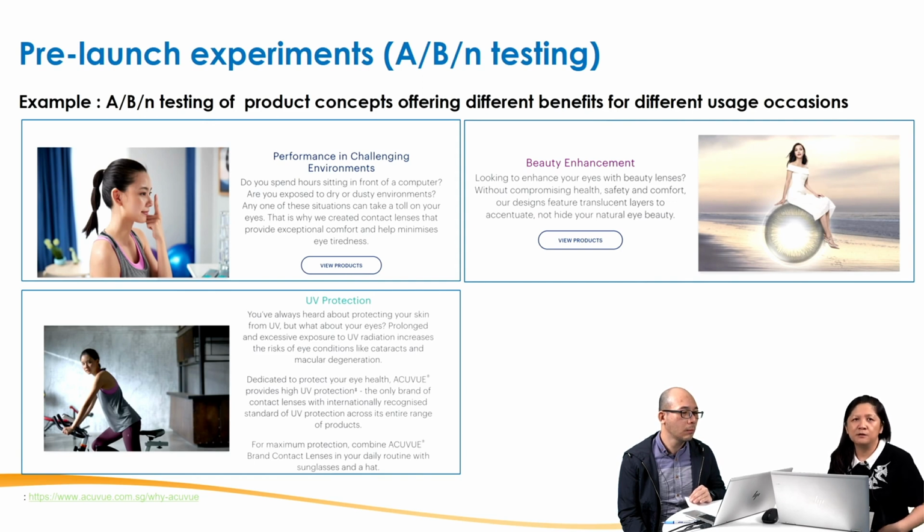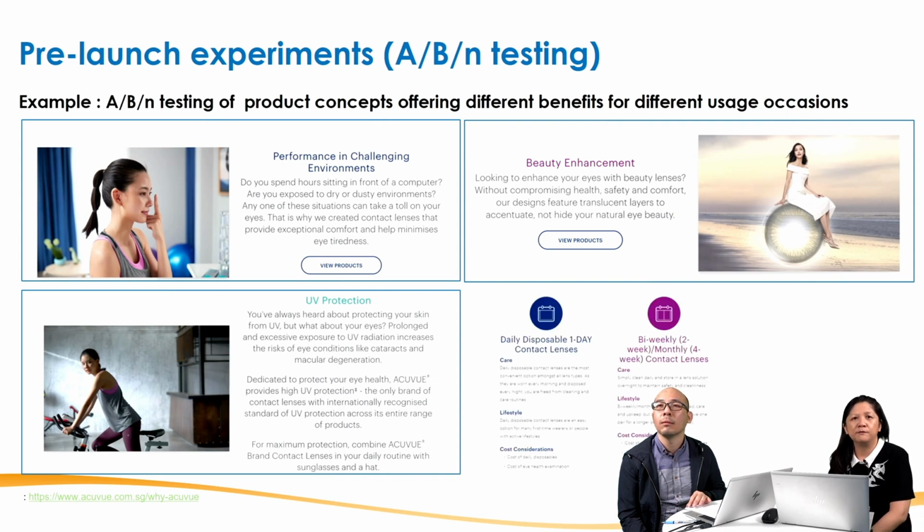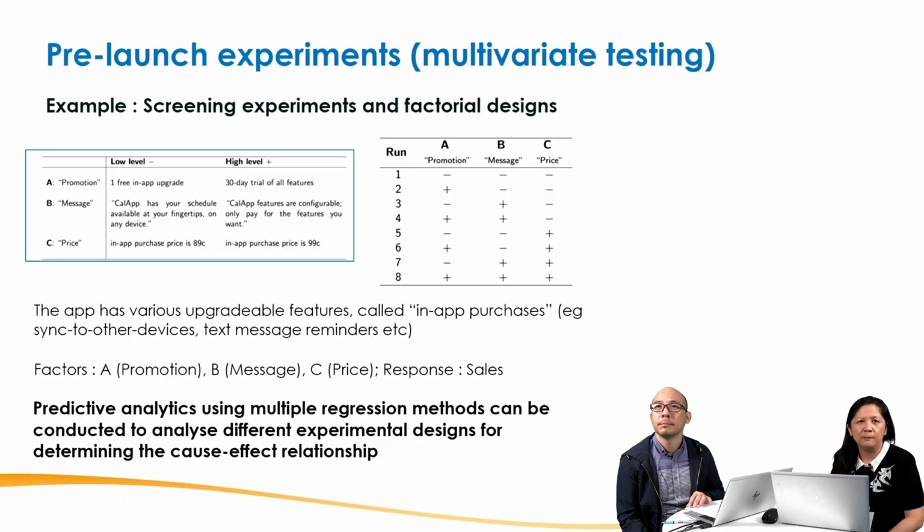So this kind of testing still belongs to the one factor, because one factor can have many levels. In this case, we have 3 levels, but still belonging to one factor. So we can still use this simple technique of A/B testing or A/B-N testing to test product concepts offering different benefits for different usage occasion to see which one will be more appealing to our buyers or consumers.